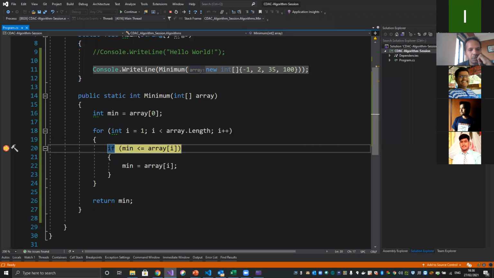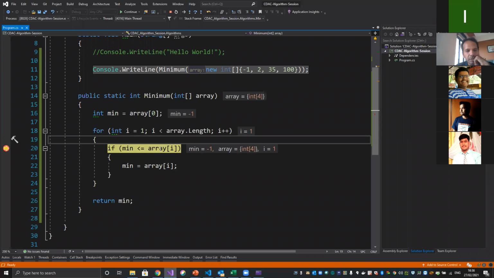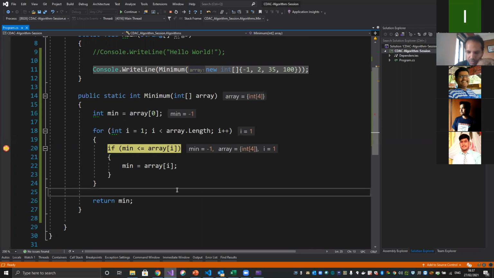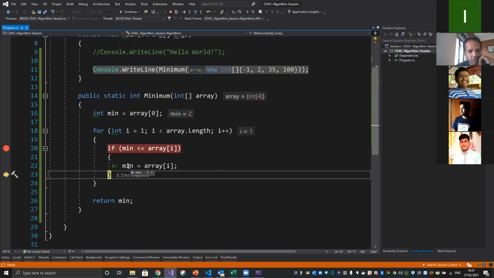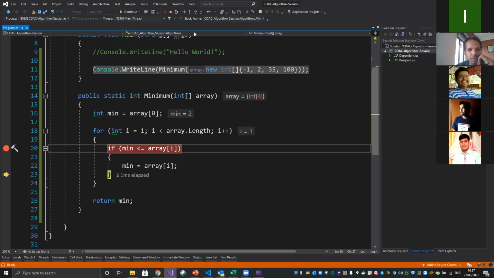Okay. And then you inspect the value of minimum. It says min is -1 and array I is 1. And then if you want to inspect the value of array, then you say, okay, the 0th element is -1, the first one is 2. So you expect min to stay -1. Then you progress further, you go to the next step, and you see that you are going into this if, that means min is going to change. You say, oh, min became 2, which is clearly wrong. And then you realize, oh, I got the condition wrong.